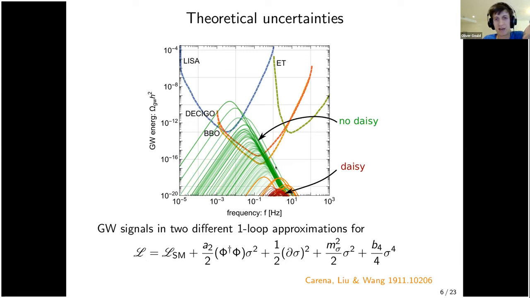And here in green, we have the result without the daisy term that we had before, and in dark red, the result with the daisy term. What's immediately obvious from this plot is that the amplitude of the gravitational wave signal varies depending on this approximation by a lot. If you look at the numbers, it's something like 10 orders of magnitude, which is a sign that maybe things are going a bit awry.